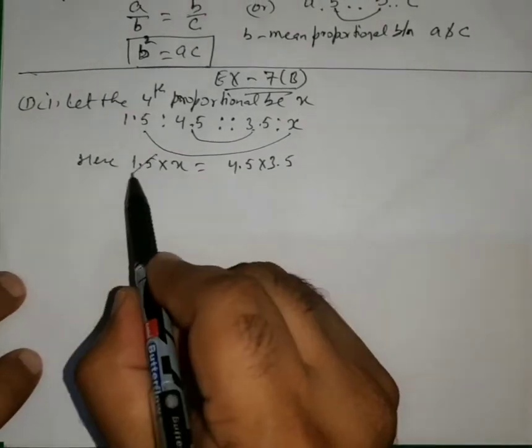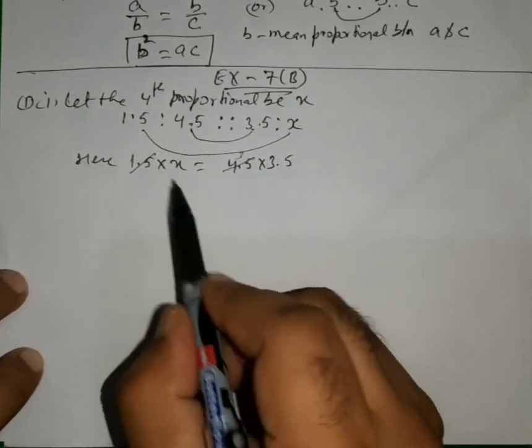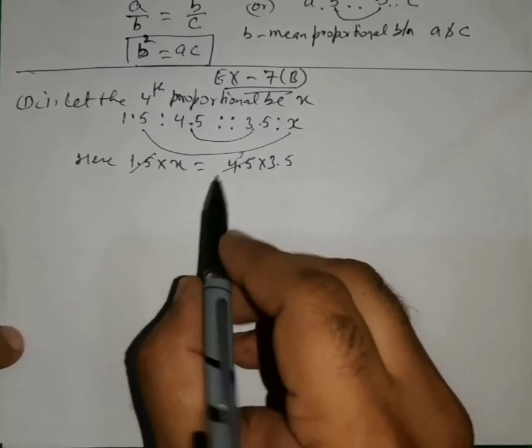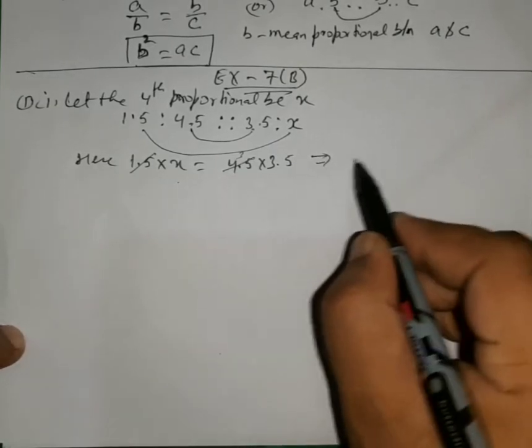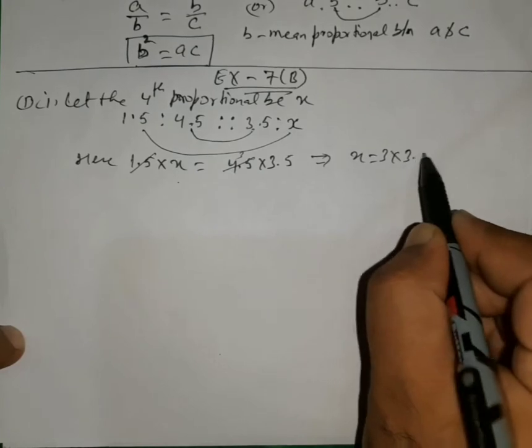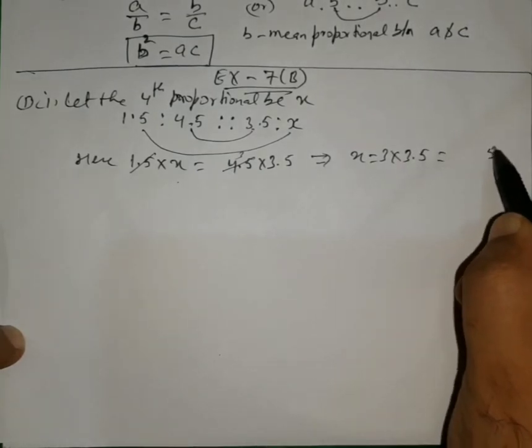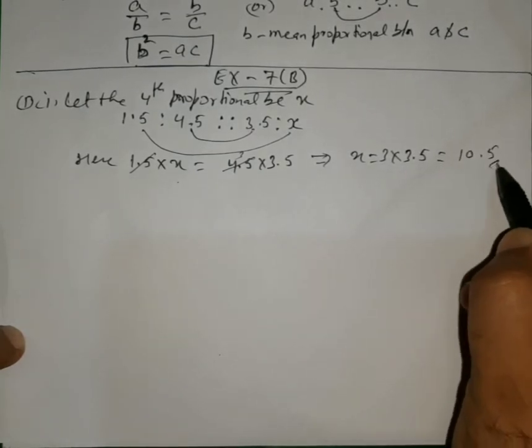So this will go at 15, 3s are 45, so decimal, so 1.5 multiply 3 is 4.5. So x is equal to, this implies x is equal to 3 multiply 3.5. So 5 3s are 15 and 9 and 10. So answer is 10.5.